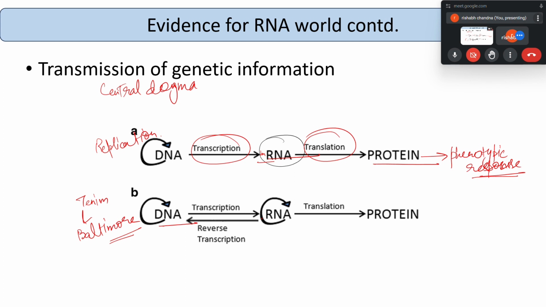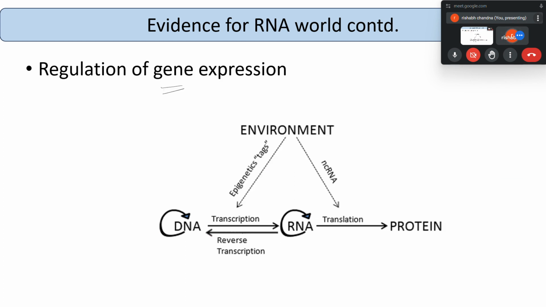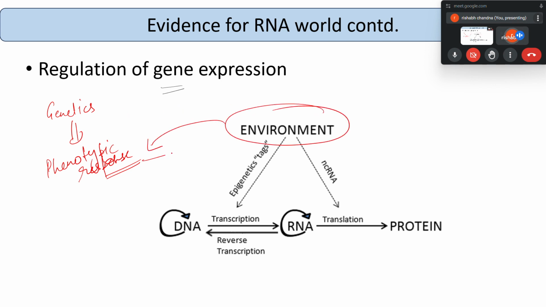Okay, so this was the second component. Moving on to the regulation of gene expression. Earlier it was thought that only genetics control the phenotypic response. But later it was found that the environment is also involved in generating the phenotypic response. Okay, so how does the environment control the phenotypic response? It is through epigenetic tags and non-coding RNAs.